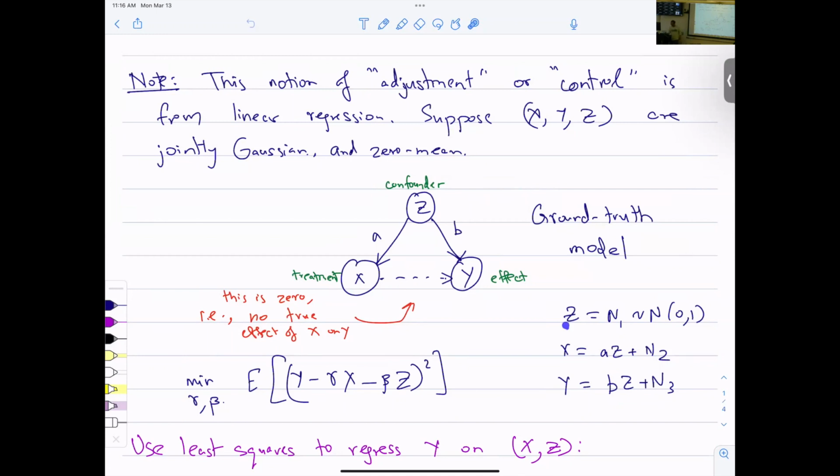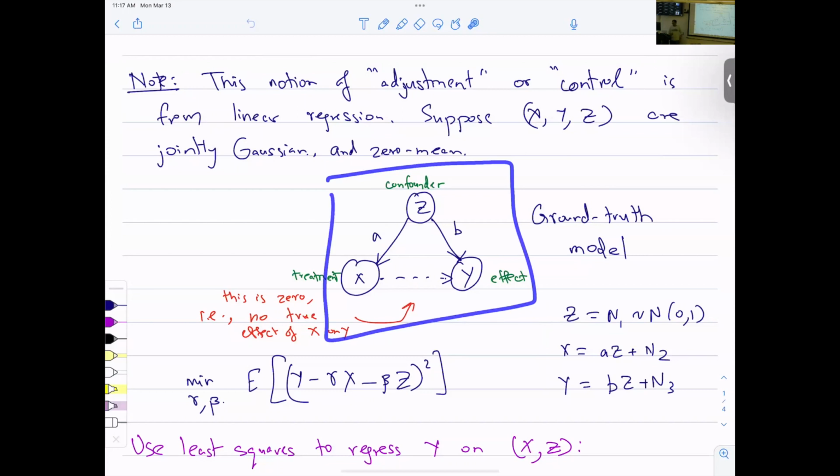And these are just traditional equations I've just written. No structural causal model and all that. X is written as A times Z plus N2. So each one is generating independent noise as well. There's a model. Okay, so let's look at this.